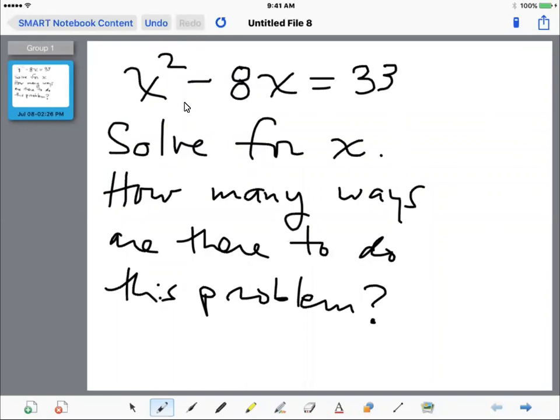So here we have the question, x squared minus 8x equals 33. How many ways do you know of solving this question?